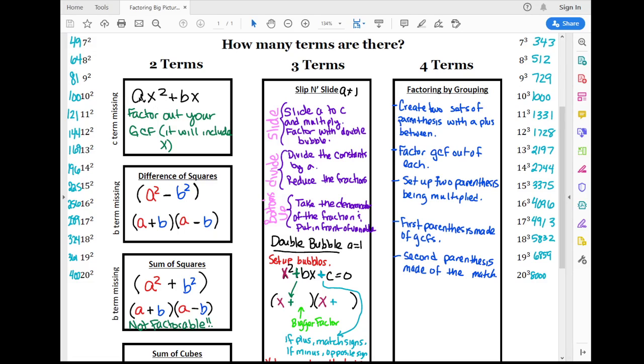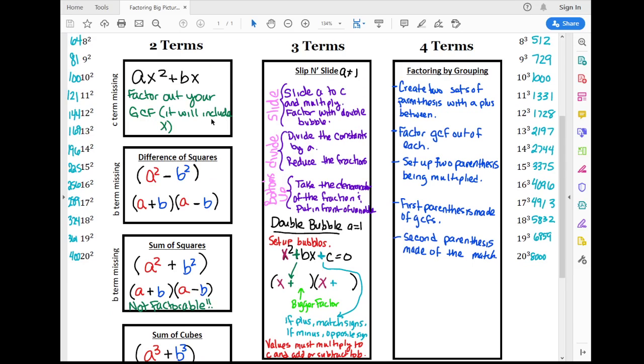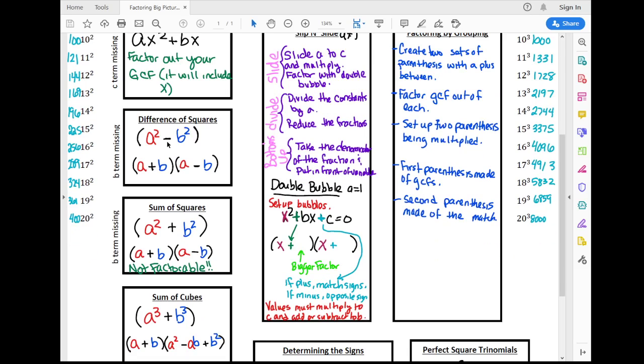If your C term is missing, you're going to be using this right here, which is just factoring out your greatest common factor. Make sure that that greatest common factor includes x in it. If your B term is missing and you have subtraction, that's where you want to start looking to see if you have a difference of squares. A lot of times for difference of squares, you'll need to factor out a greatest common factor, and then a difference of squares becomes available for you to see. So sometimes that can be a little bit tricky if you haven't factored out your GCF first.